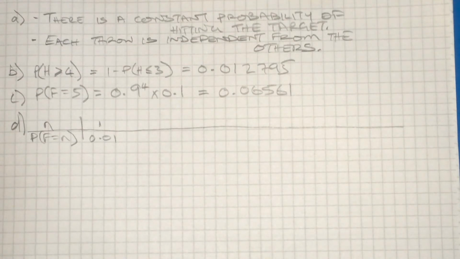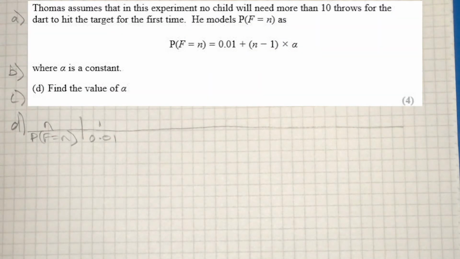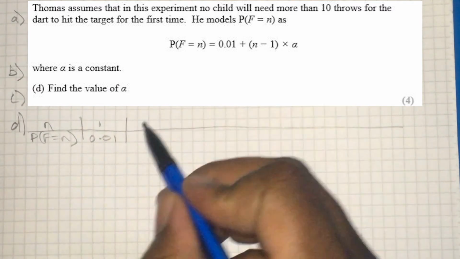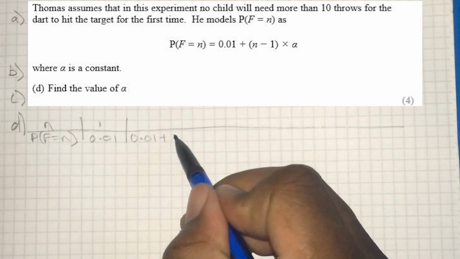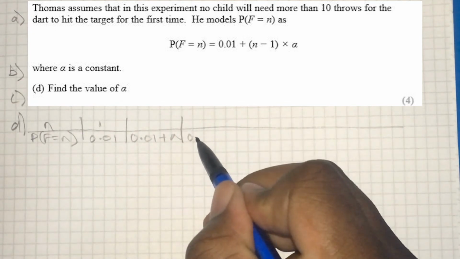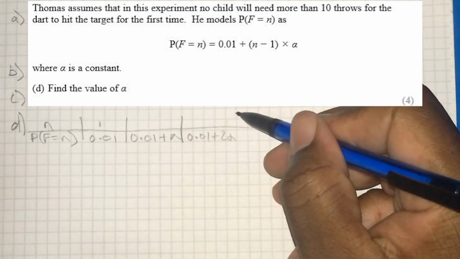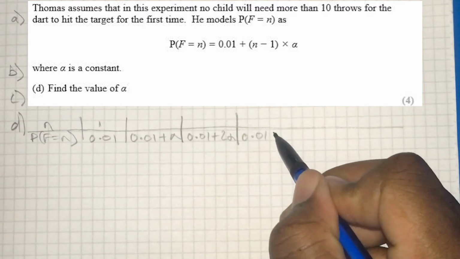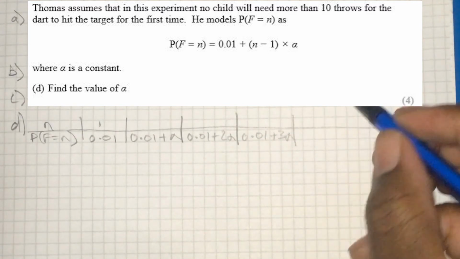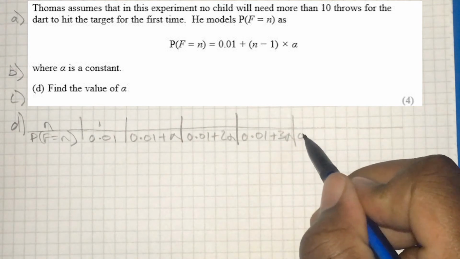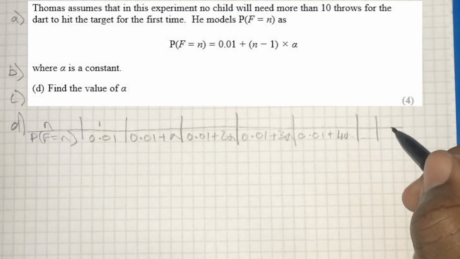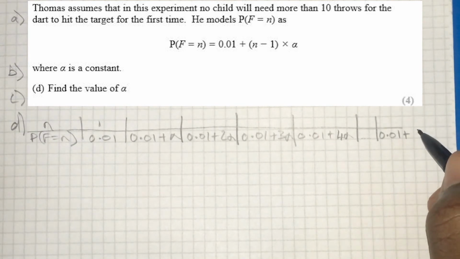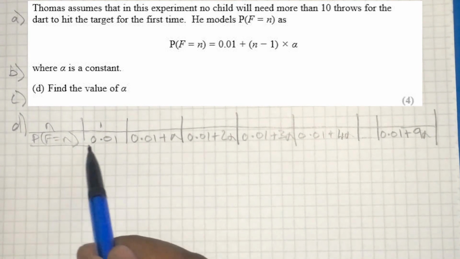So if I substitute 1 into his function, we'll get 0.01. Substitute 2 into the function, 0.01 plus alpha. Substitute 3 in, substitute 4 in, etc. And I can start to see all of the expressions for probabilities that I'll get. Okay, not sure I actually have space to put them all in here. But I'm just going to track what it would look like.